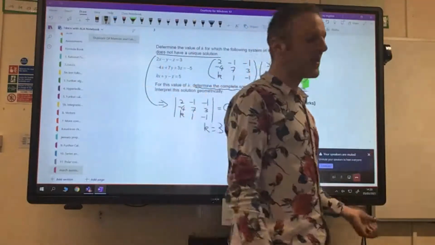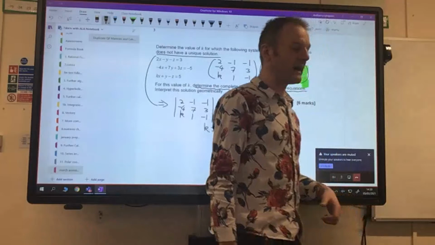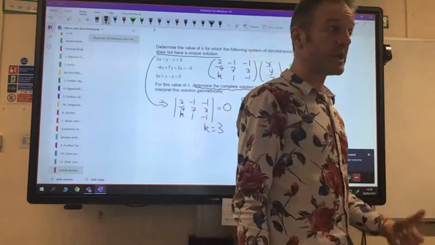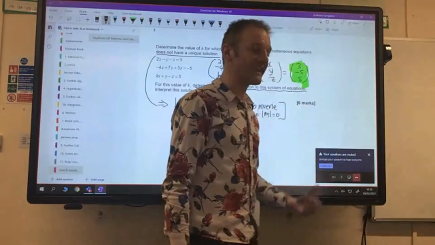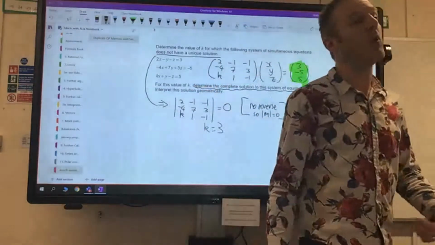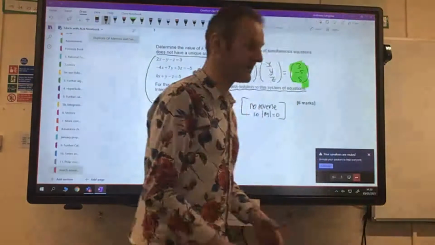So we can't just say it's singular, therefore it's a sheaf. You need to show it, and determine the complete solution means find the equation of the line in this case.